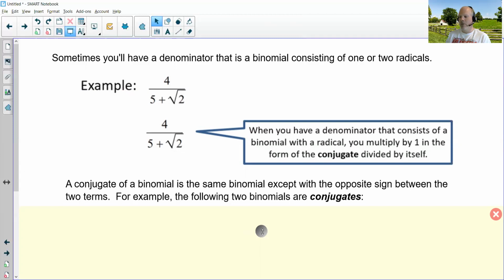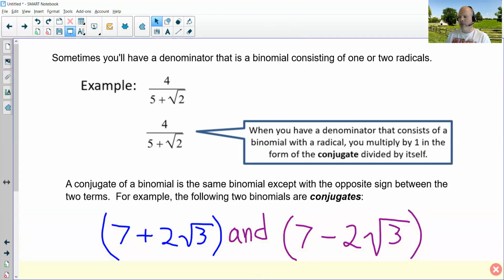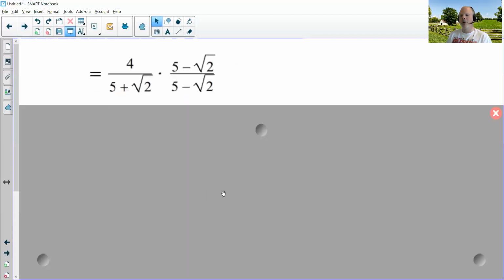So for example, these are conjugates of each other. I have 7 plus 2 square root of 3 and 7 minus 2 square root of 3. So those are conjugates. All that's different is the sign in the middle. It changes from plus to minus. So here's how we're going to do this. We're going to multiply our original fraction by 1, but we're going to use the conjugate of the denominator.